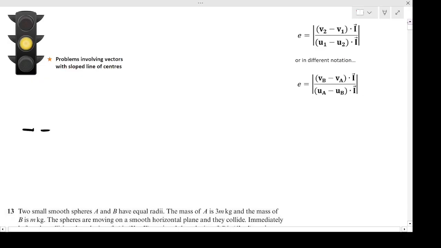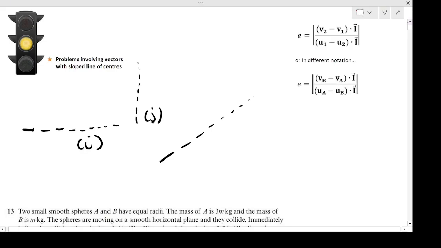So the line of centers would look horizontal, which would be I, or completely vertical, which would be J, okay? And so that allowed us to nicely just work with the I or the J components and then use restitution and momentum on those particular components. But when it becomes sloped, so it's going to be at an angle like that, it complicates things because we can't just look at one of the components of the vectors, okay?